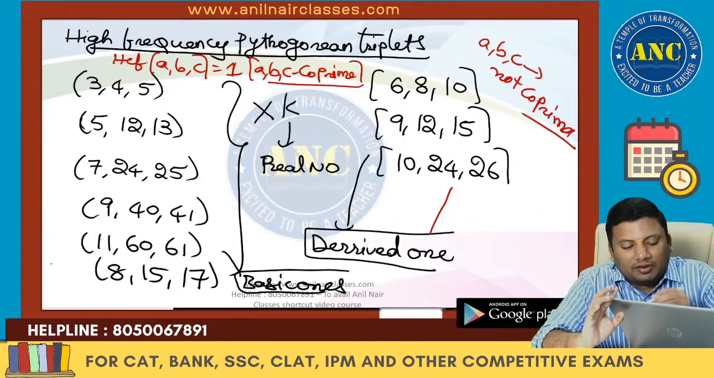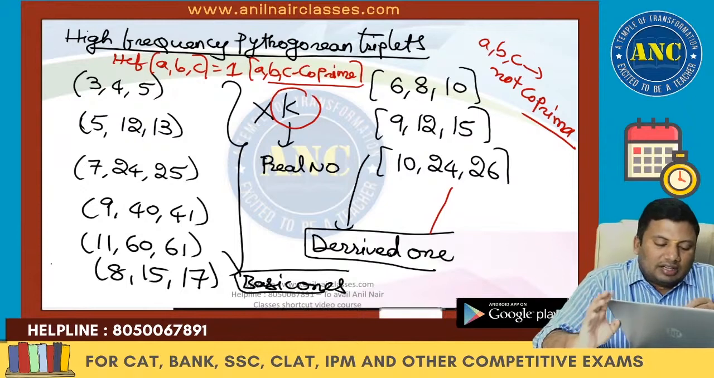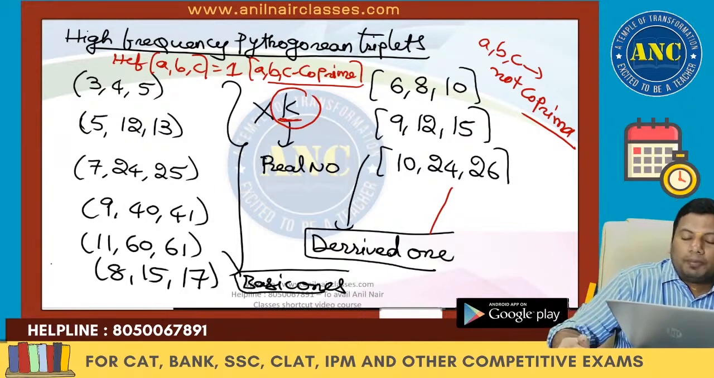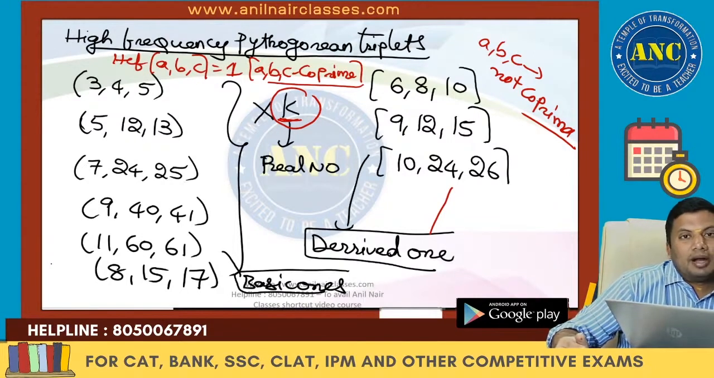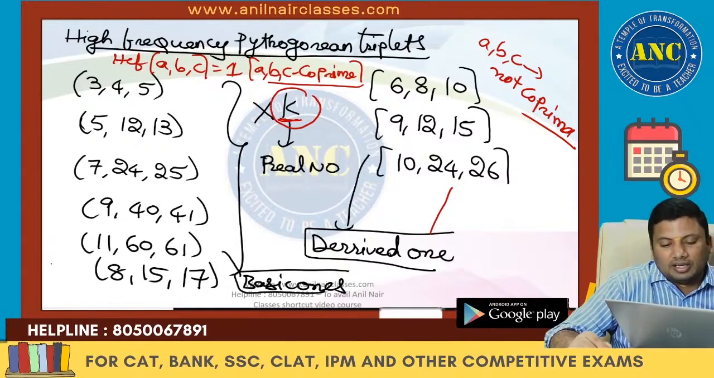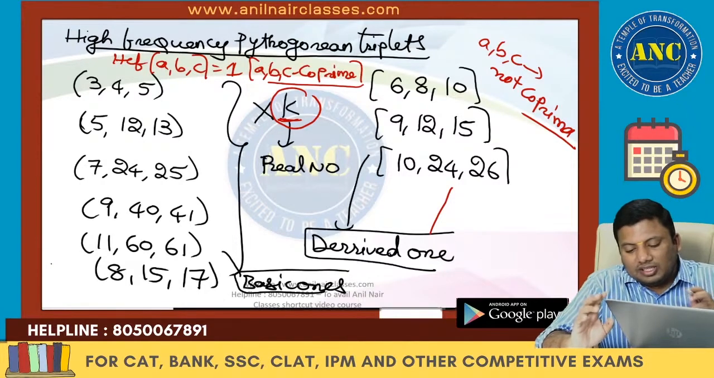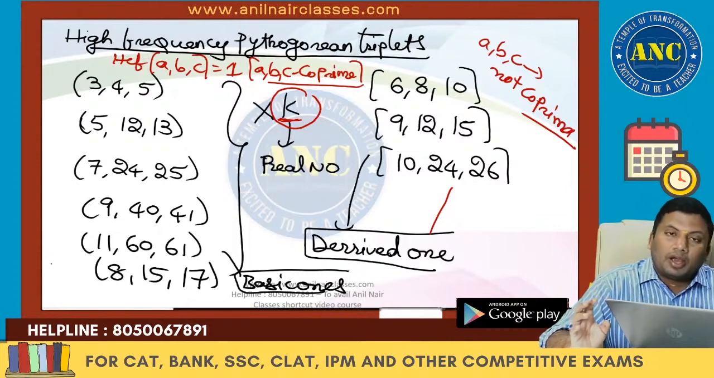When you are multiplying with some real number, obviously all the numbers will be a multiple of that number. If the only common factor of all the numbers is 1, then the numbers are said to be co-prime. Otherwise, they are said to be not co-prime. I hope it is clear.